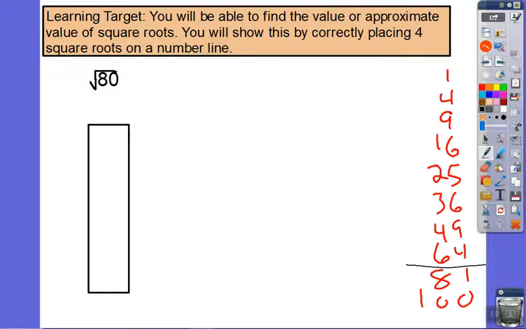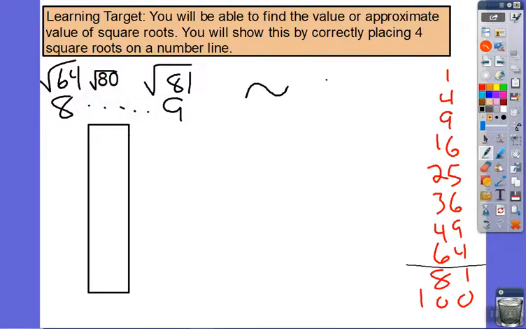80 is here between 64 and 81. So that means it's somewhere between 8 and 9. And 80 is right underneath the 81, so that's going to be really far over here. So I'm going to say approximately like 8.9 as my guess.